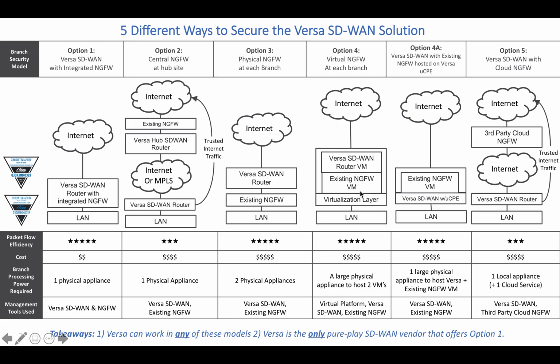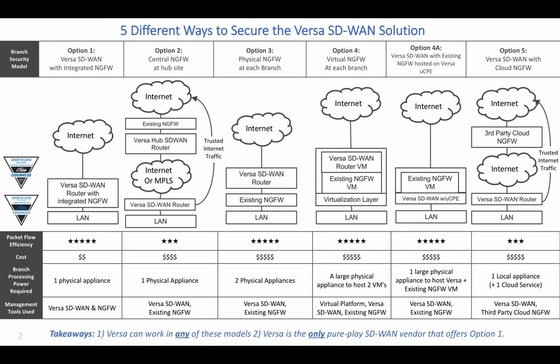Option 4 is similar to option 3, but using a virtualized model. So inside the branch, we have the LAN infrastructure, and then we have an x86 hardware platform running a virtualization layer. And then on top of that virtualization layer, we're running a virtual next-gen firewall and the virtual VM for the Versa SD-WAN solution, and those are service chained together.